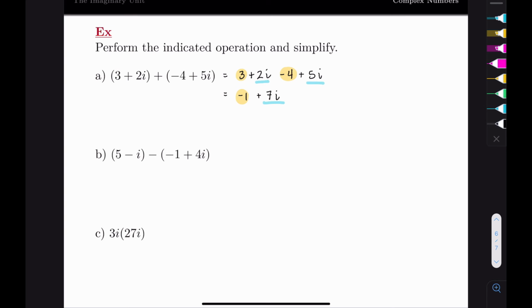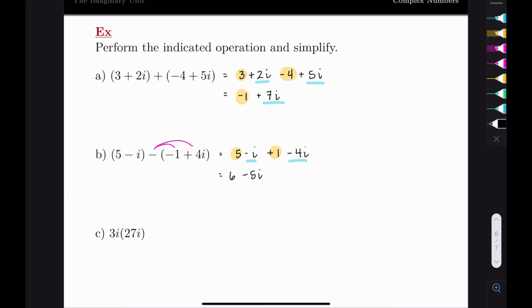For this next one, I want to go ahead and I want to distribute that minus sign to each thing first. So this is 5 minus I. When I distribute that minus, it turns it to positive 1 minus 4i. And again, combine the like parts. So 5 plus 1 gives us 6. And then negative I minus 4i gives us minus 5i.